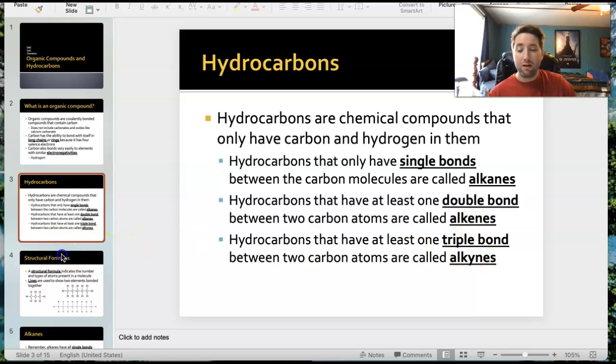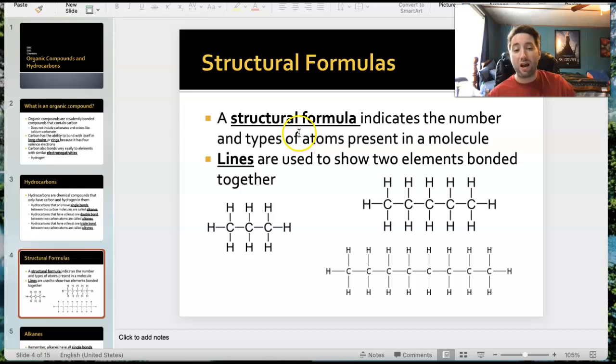Okay, and a lot of times they will show you these hydrocarbons in this thing called a structural formula. And sometimes the structural formula might be called like the bones, because it looks kind of like bones. So this one has 3 carbons, and these lines show that the 2 elements are bonded together. So one line means that they are sharing 2 electrons.